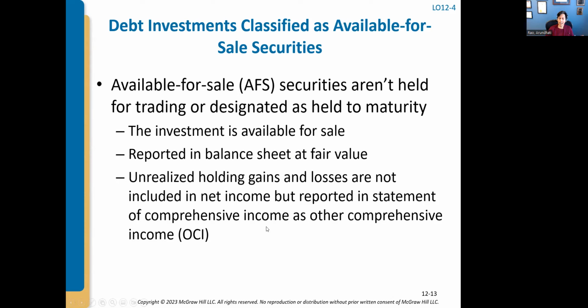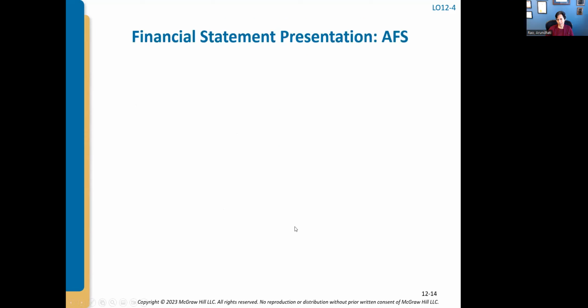Again, held to maturity, I have the intention and the ability to hold it all the way to maturity, however long that is. Trading, I intend to get rid of it very, very quickly. This one, I'm saying, I'm not going to sell it right now. However, if the price is right, I'm open to selling it. So in the balance sheet, we act as if it's a trading security. In the income statement, we don't want to show the unrealized holding gain or loss because it's really not a trading security. So we just bypass the income statement and call it other comprehensive income.